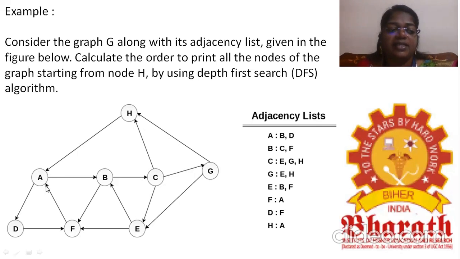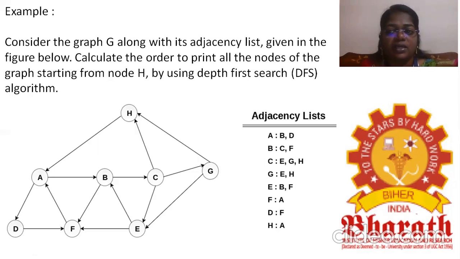First we will see the adjacency list for A. What are the adjacent vertices for A? That is node B and node D. For B, the adjacency list is node C and node F. Like this, we have to find the adjacency list for all the given nodes, which is given on this side. After this, we are going to start our solution.